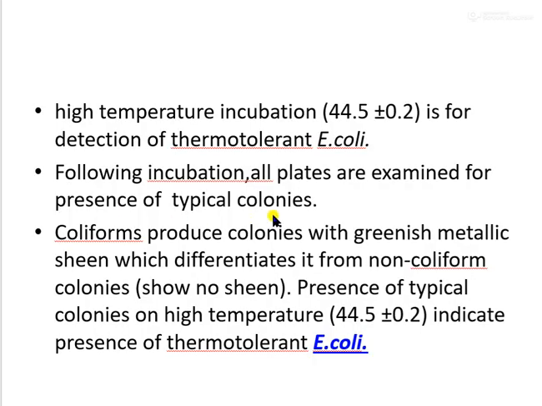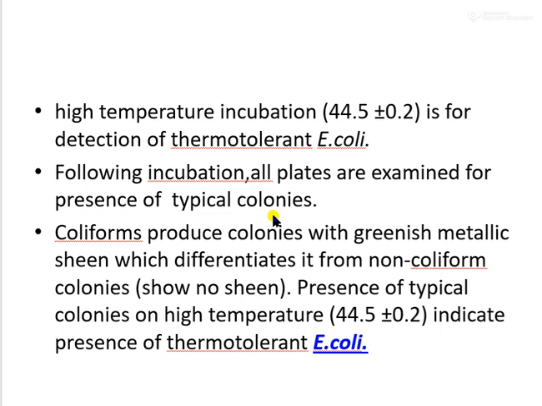And the high temperature incubation is for the detection of the thermotolerant E. coli, and following incubation the plates are examined for the presence of typical colonies. Coliforms produce colonies with a greenish metallic sheen, which differentiates them from the non-coliform colonies. So the non-coliform colonies will not have a sheen.